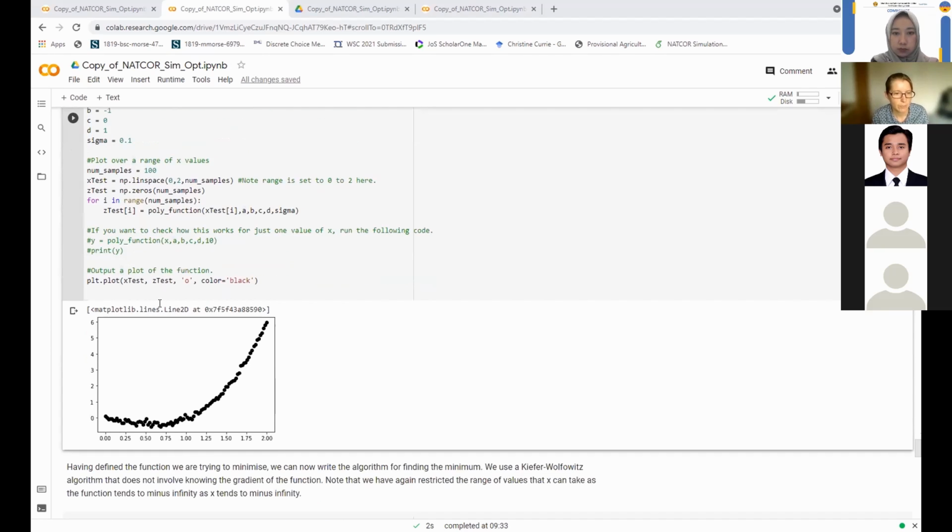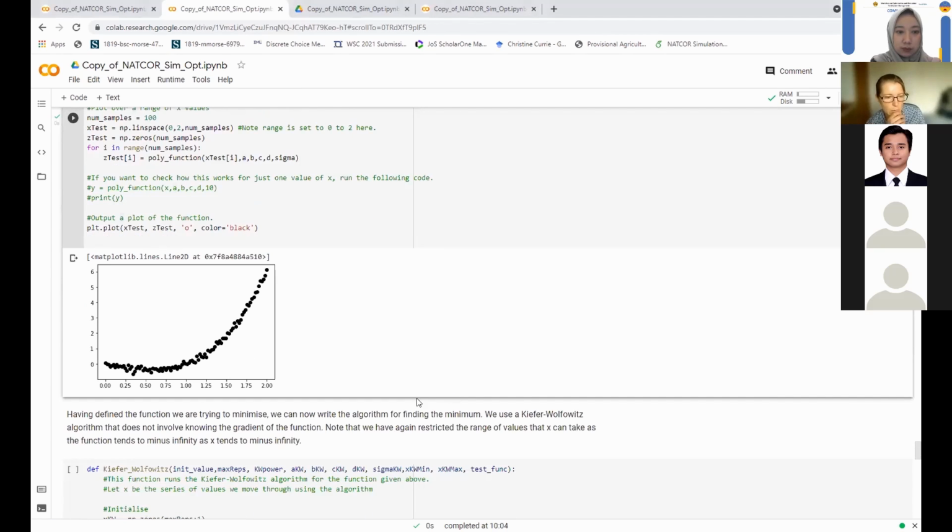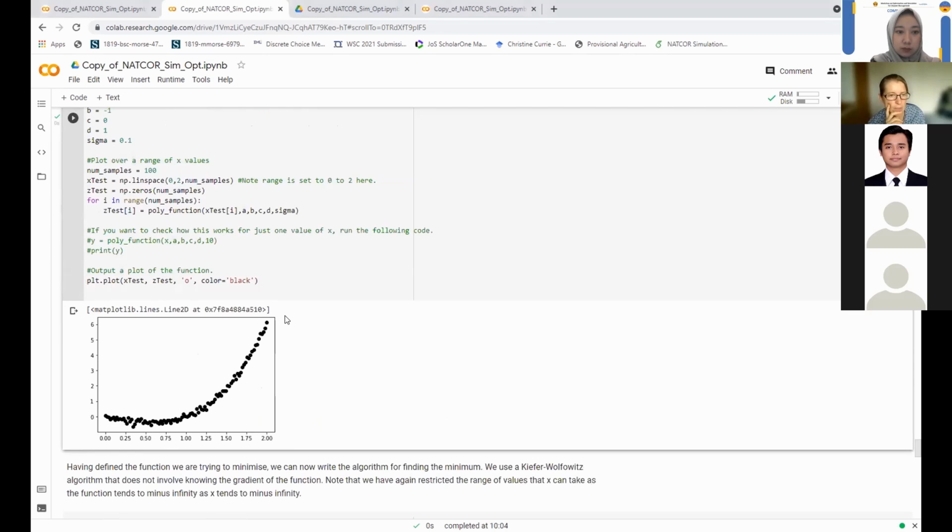You can also, and I've commented this out at the moment, if you want to check what the output is for just one value of x, run the following code, y equals polyfunction of x. So y is the output at that particular value of x, and you can print that out. At the moment, we're going to print out this function for 100 different values of this x value, which is spread evenly across the space. And so you can get a reasonably good idea of the shape of this function from that.